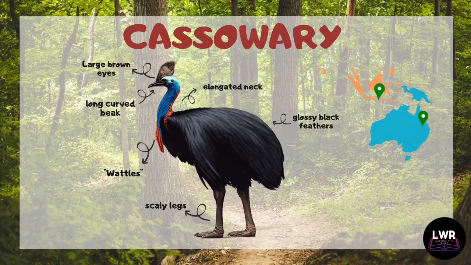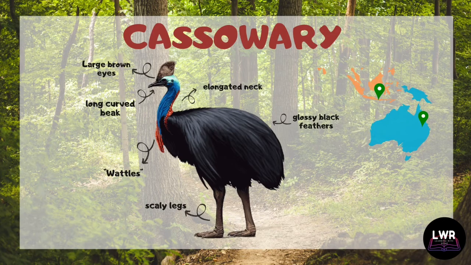Cassowary. At present, there are about 3 species of cassowaries, 2 of which live in the rainforests of Papua New Guinea and nearby islands, while the southern cassowaries, which is the largest among the 3 species, are located in the tropics of northern Queensland. Cassowaries have large brown eyes, long curved beaks, elongated necks, where you can find wattles, which are a couple of long folds of colorful skin.